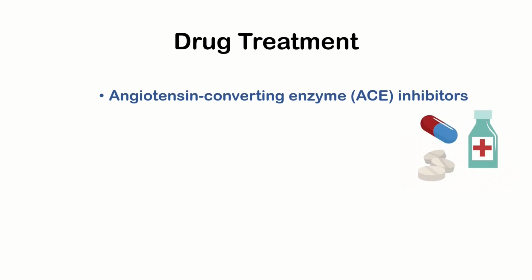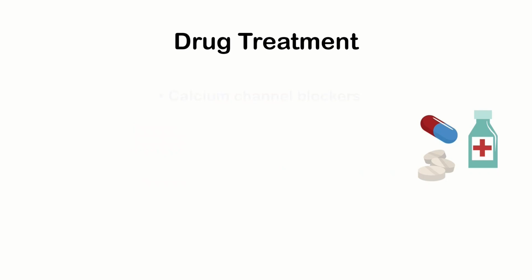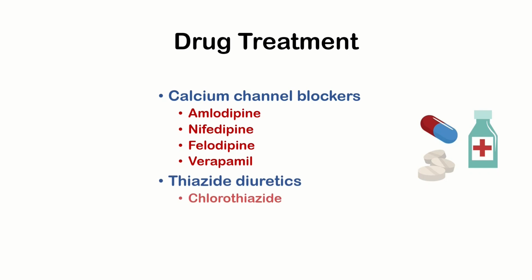As for the drug treatment, we can use ACE inhibitors like captopril, enalapril, and ramipril. Also, angiotensin II receptor blockers like losartan and candesartan can be used instead of ACE inhibitors. Calcium channel blockers like amlodipine, nifedipine, felodipine, and verapamil can be used along with ACE inhibitors. Also, thiazide diuretics like chlorothiazide and indapamide are used in treating hypertension.